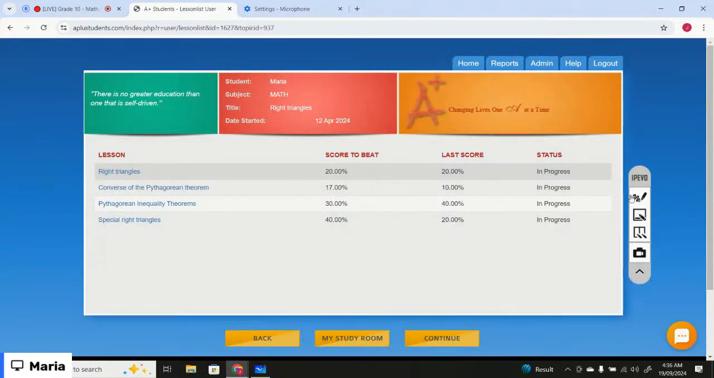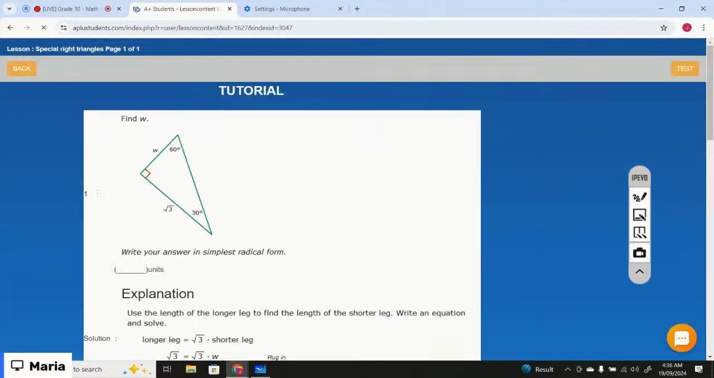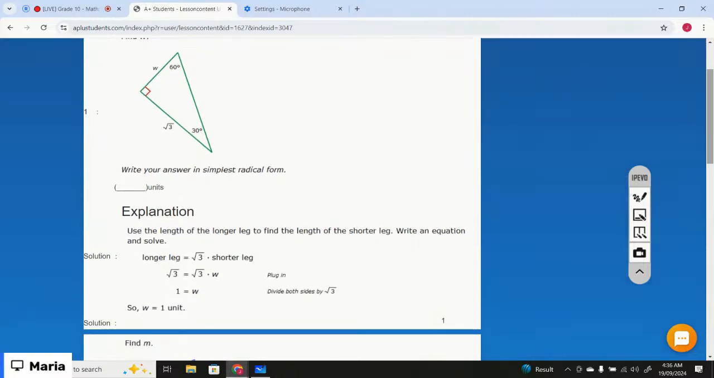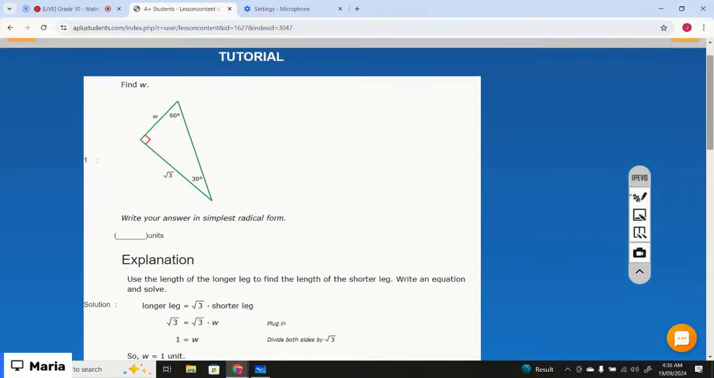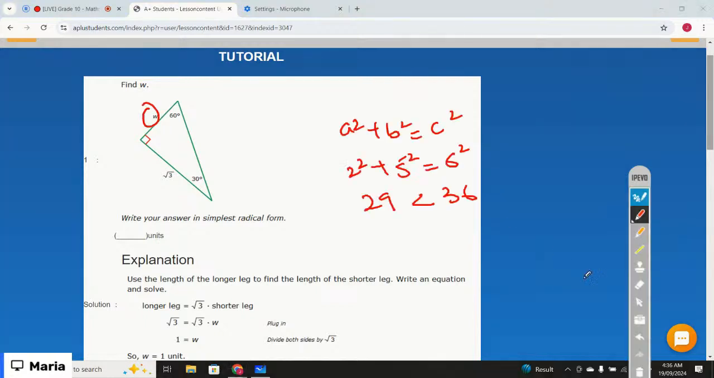And the next lesson is special right triangles. Okay, find w. These are the special right triangles, like they have the special angles. They are 30, 60, 90, 45, 45, 90. These are the special triangles, right? You find w, you have to find the value of w, right?